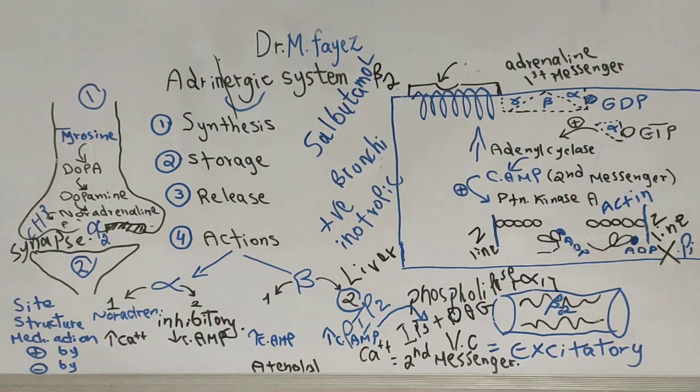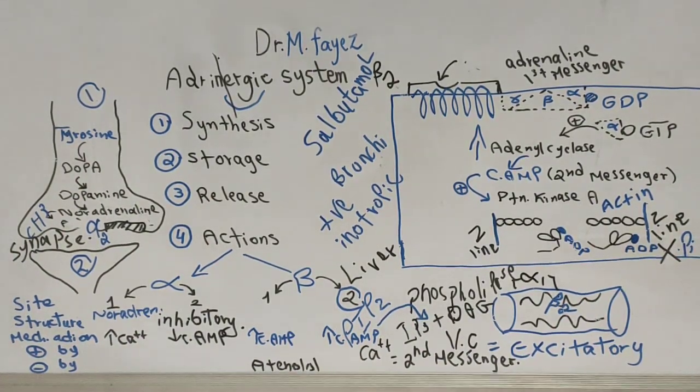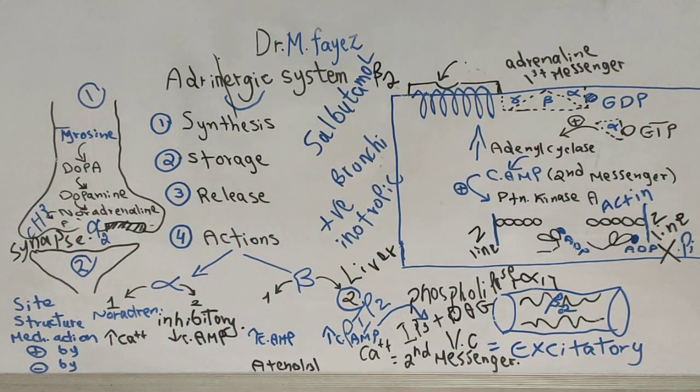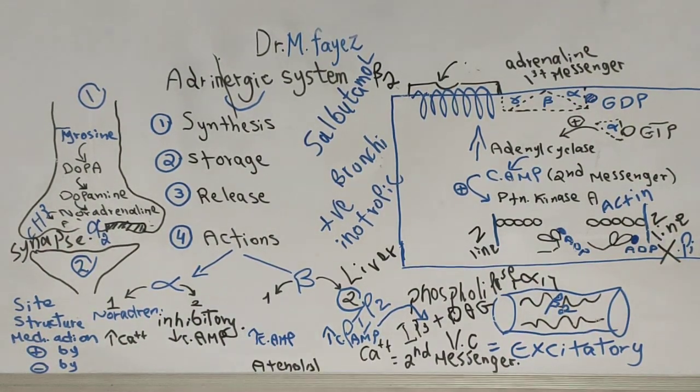Adrenergic drugs, you have many drugs in the book which stimulate the release of norepinephrine or prevent the release of norepinephrine. Just read only, because it is applied for postgraduate students, not for undergraduate students. After we finish all this information, synthesis, storage, release, discussing actions depending on receptor alpha or beta, alpha 1, alpha 2, beta 1, beta 2, regarding site, structure, mechanism of action, stimulated by, blocked by, we want to end by removal of the transmitter. The same thing as we are accustomed to do.